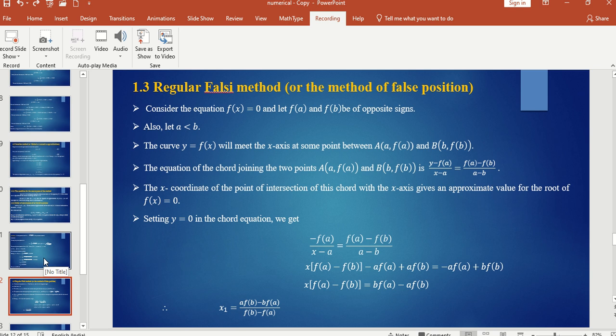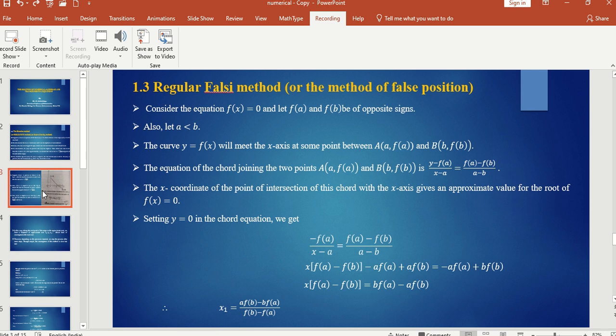So we see one more method, that is regula falsi method or method of false position. Consider the equation f of x equal to 0 and let f of a and f of b be of opposite sign, and let a less than b. The curve y equal to f of x will meet the x-axis at some point between (a, f of a) and (b, f of b).